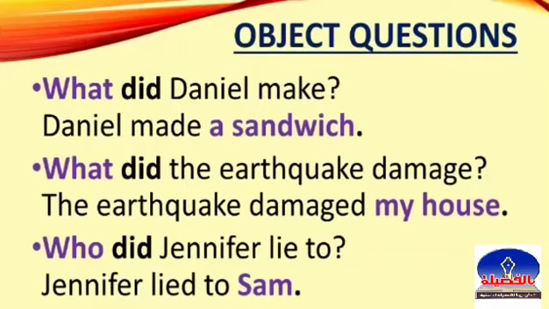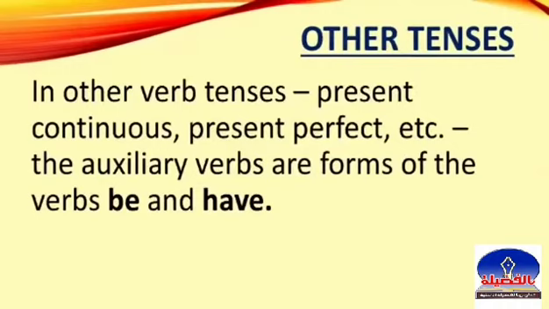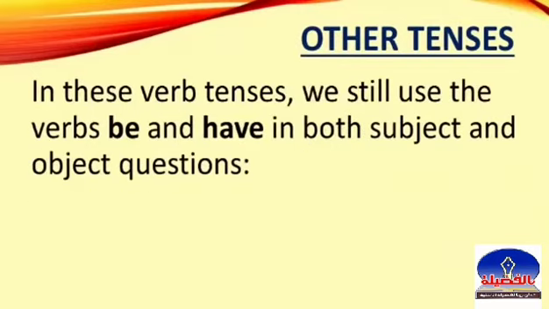We don't know the object, the receiver of the verb, so we ask about it. Verb tenses, like present continuous, present perfect, etc., the auxiliary verbs are forms of the verbs be and have. In these verb tenses, we still use the verbs be and have in both subject and object questions.